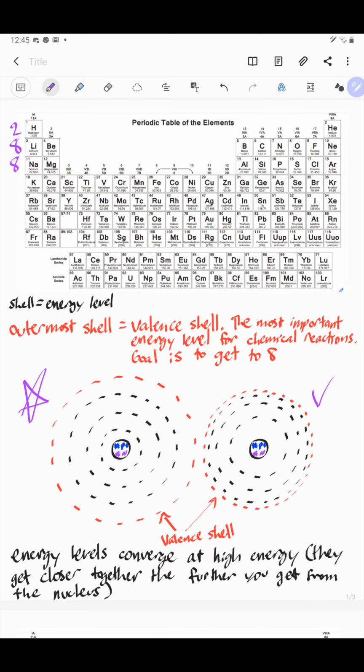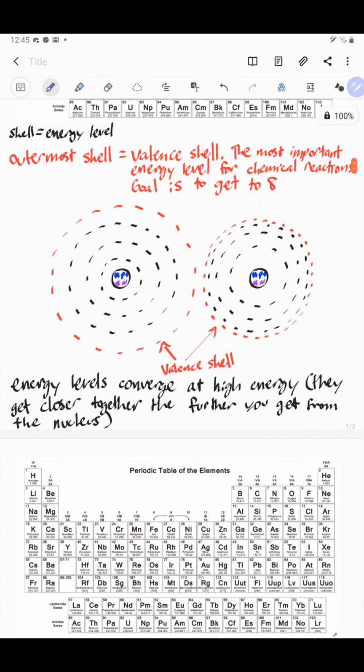However, it is totally fine for when we're drawing Bohr models to draw it as we are drawing it this way on the left. However, this point that they converge at high energy levels, I'll just tell you that that's an important thing that you're going to have to know, and that's going to be a question on our exam. So you don't have to draw it that way every time, but know that that is true. So when you are taking the exam and I ask you a question, you get that one right.